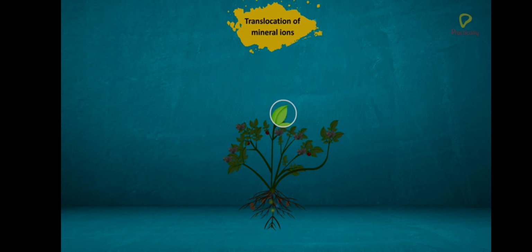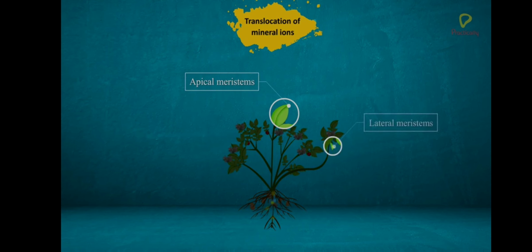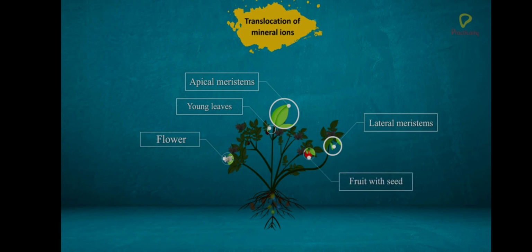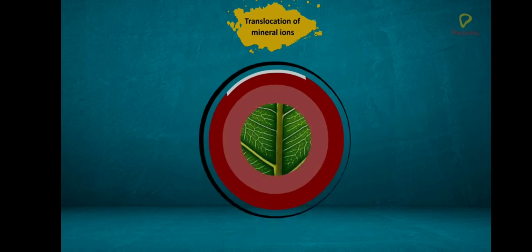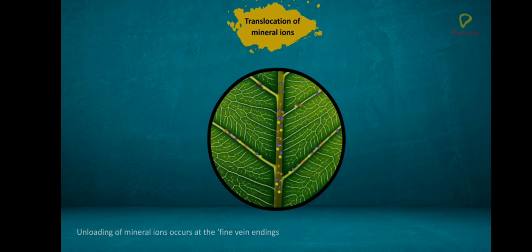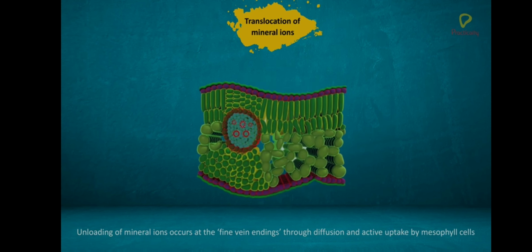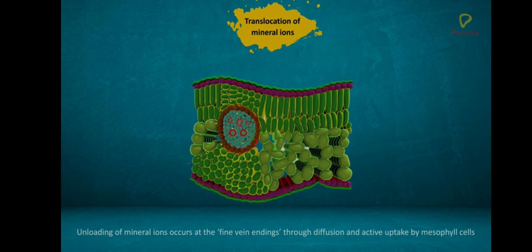They are apical meristems, lateral meristems, young leaves, developing flowers, fruits and seeds, and the storage organs. Unloading of mineral ions occurs at the fine vein endings through diffusion and active uptake by mesophyll cells.